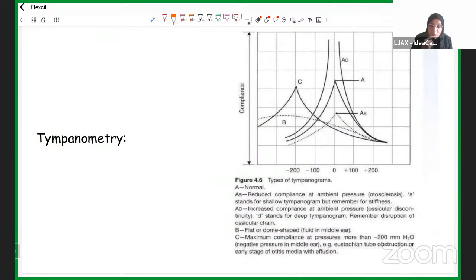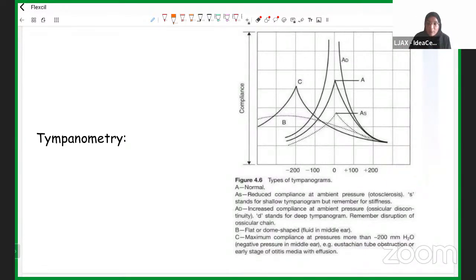Now, coming to the point of tympanometry. Here we have a very beautiful graph that can confuse you in the exam. This can come in the next exam as well, and they might ask you to label the diagram. In theory, they will just give you the word tympanometry, where you will have to draw this diagram and explain what's going on in the diagram.